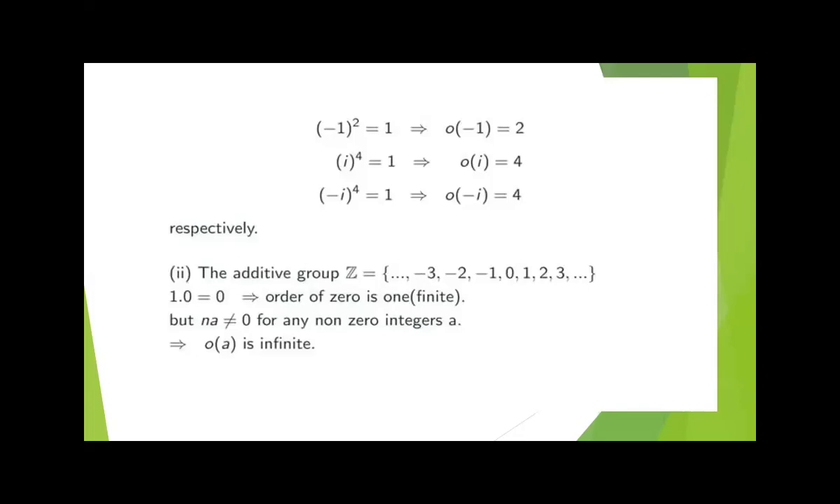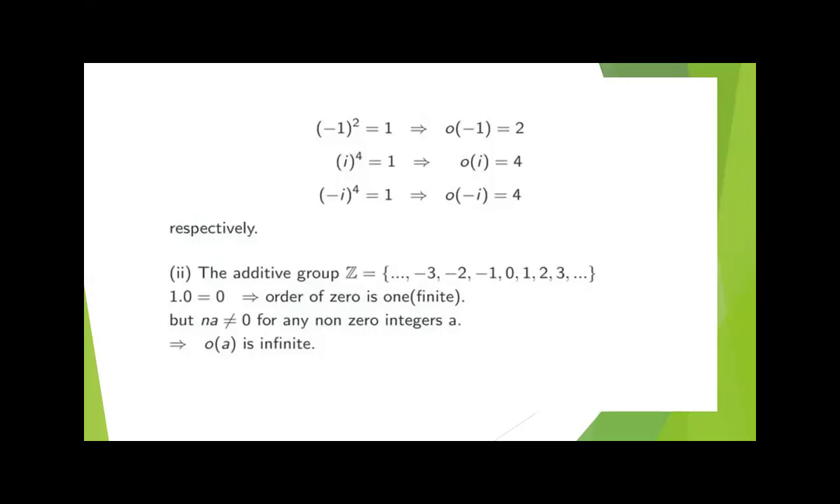The group of order 4 consists of complex numbers, that is plus or minus 1, plus or minus i. So i squared is equal to minus 1, and minus 1 squared is equal to 1. So the order of minus 1 is equal to 2. i to the power 4 is equal to 1, so the order of i is equal to 4. Also minus i to the power 4 is equal to 1, so the order of minus i is equal to 4.